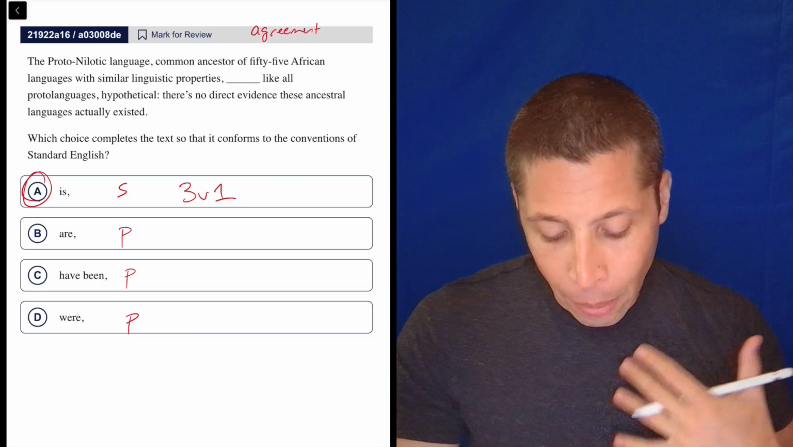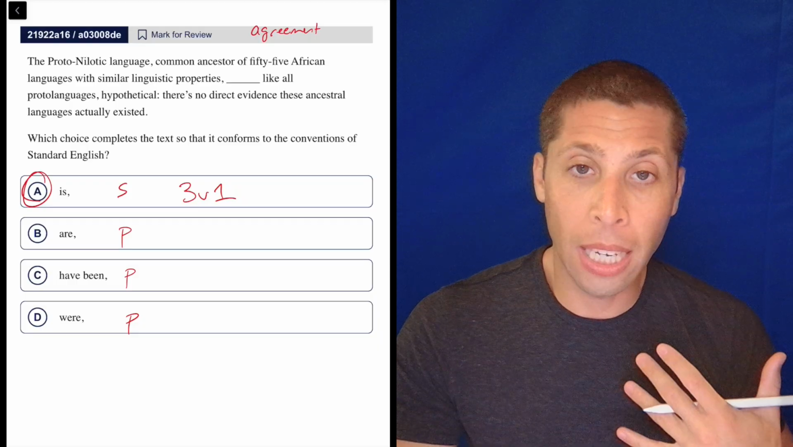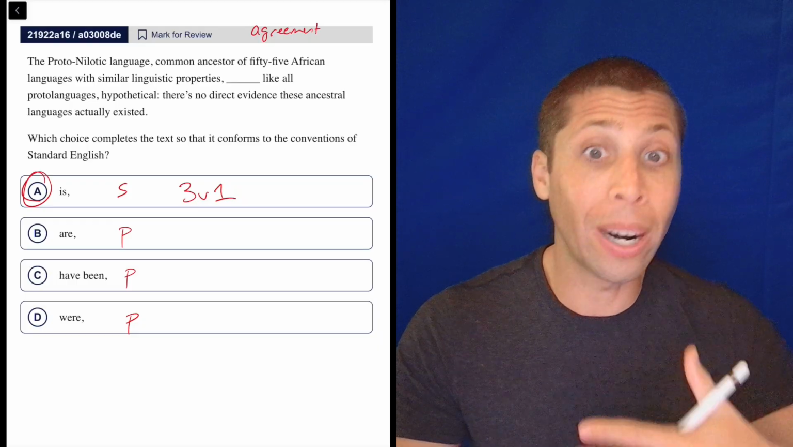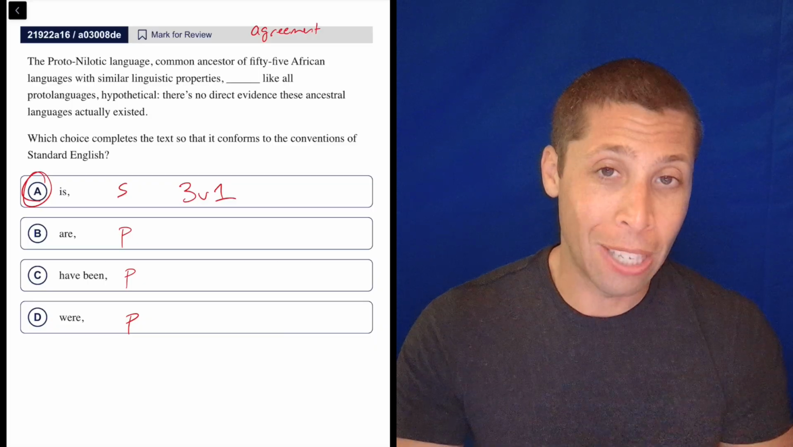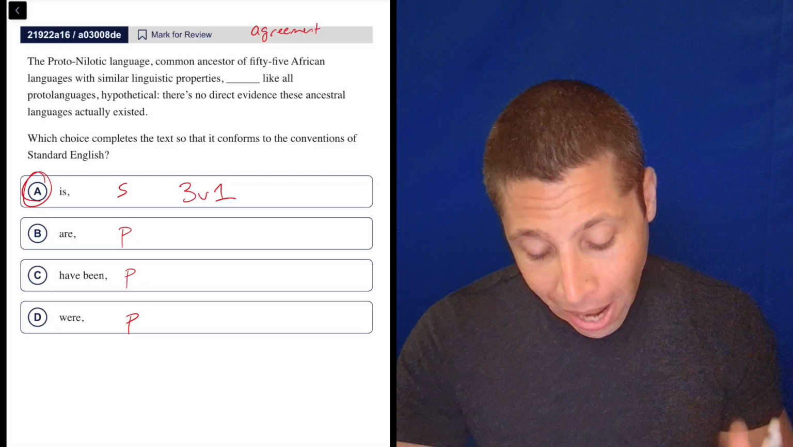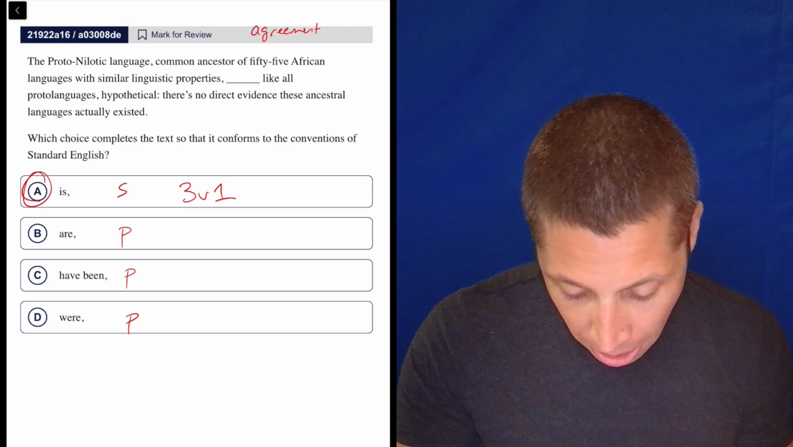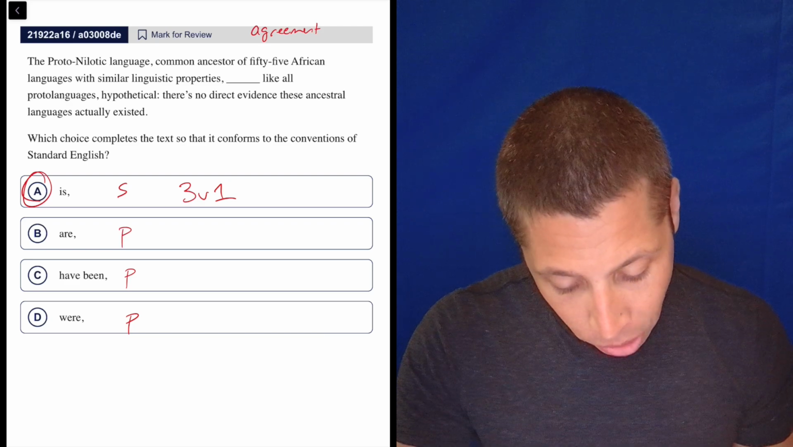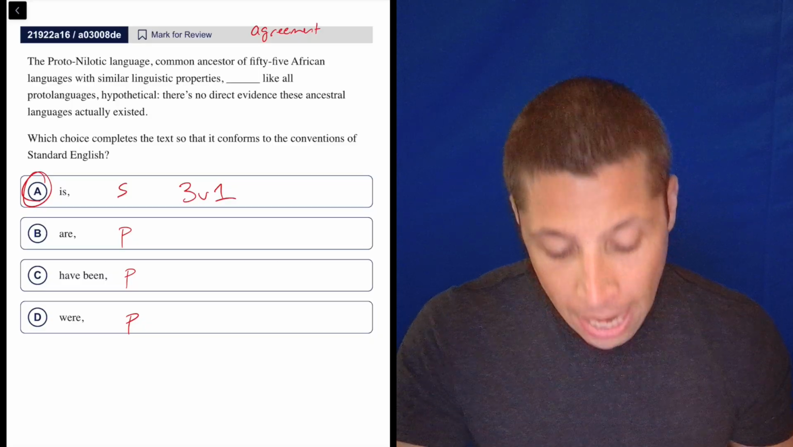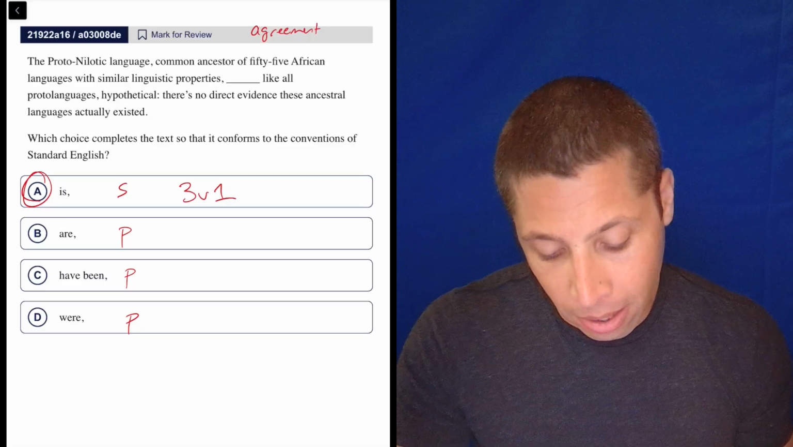And we're looking for now a singular subject. That is a very specific task rather than the more open-ended task of looking for any subject of this verb. And if we had that more open-ended task, the chance of us falling for a trap is much greater. So now we're saying, what could be this singular subject? The Proto-Nilotic language, common ancestor of 55 African languages with similar linguistic properties, is, like all proto-languages, hypothetical.